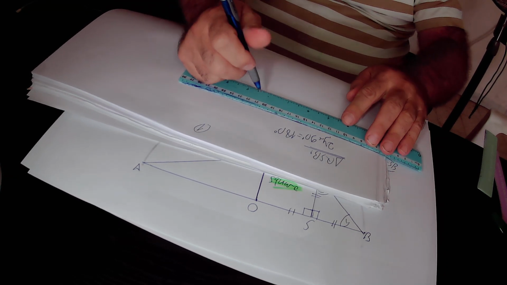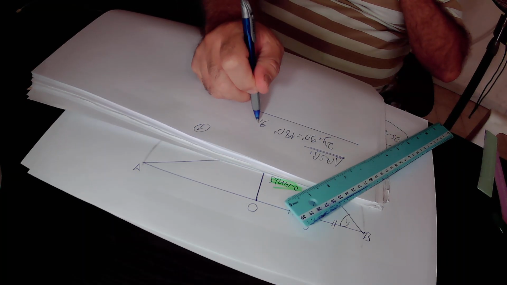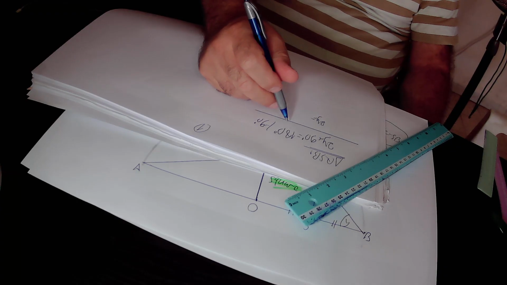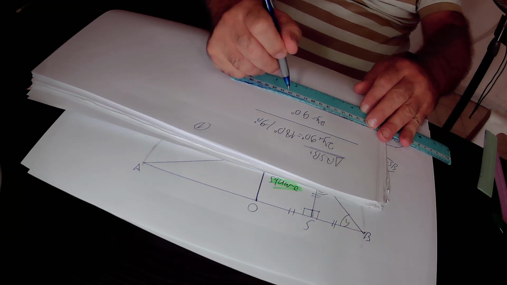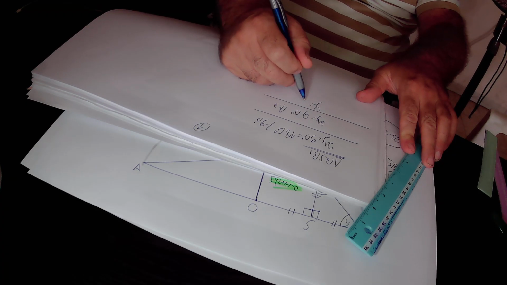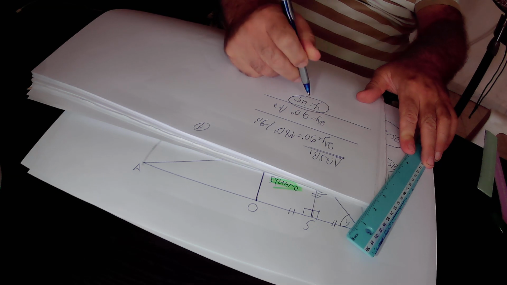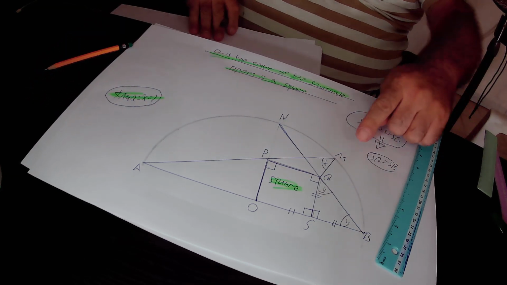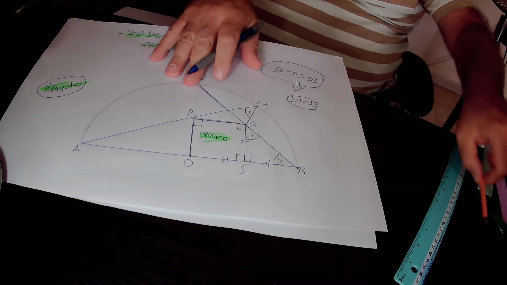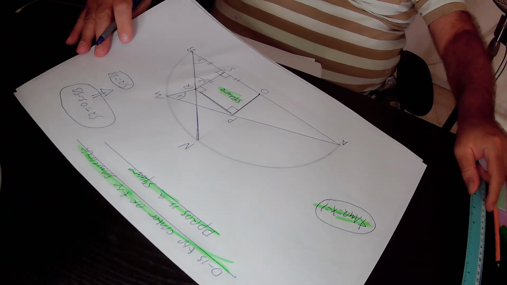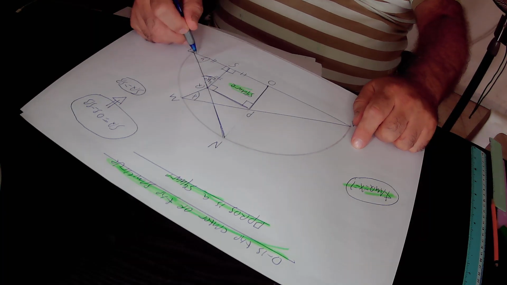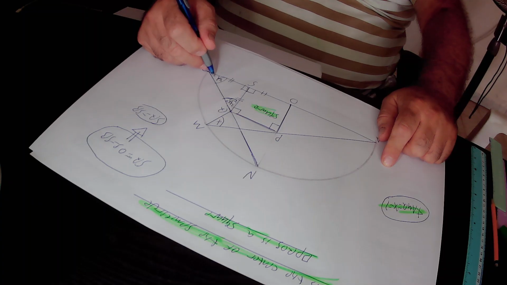Here we subtract 90 degrees from this equation, and we get that 2y equals 180 degrees minus 90 degrees, which is 90 degrees. So 2y equals 90 degrees. Here we divide this equation by 2, and we get that the missing angle y equals 90 degrees over 2, which is 45 degrees. So this angle y is equal to 45 degrees, and this is also angle y, equal to 45 degrees.